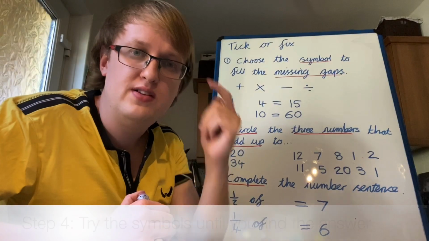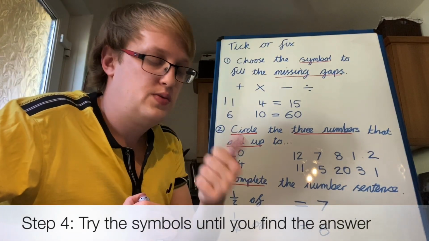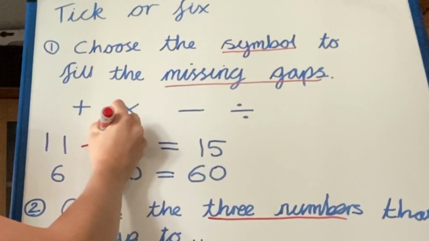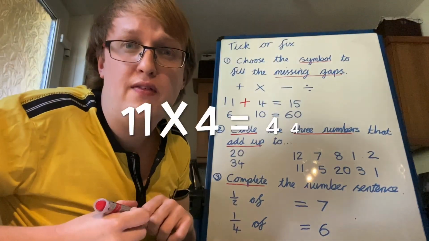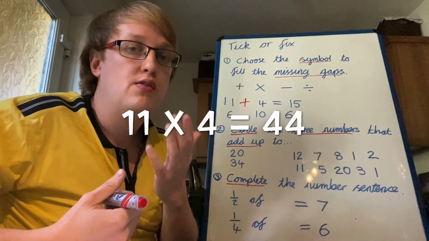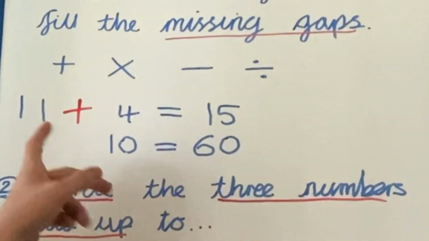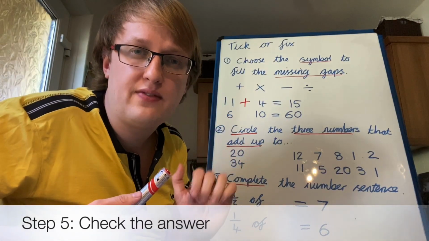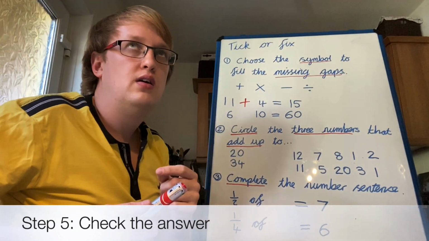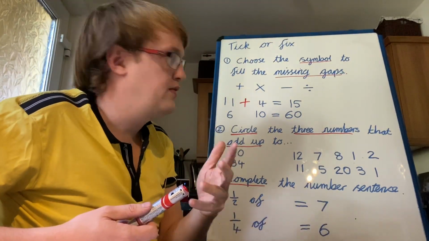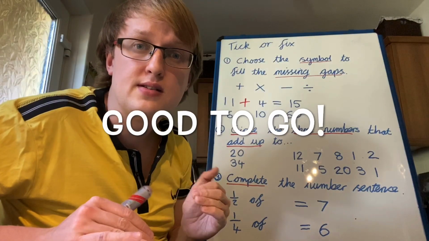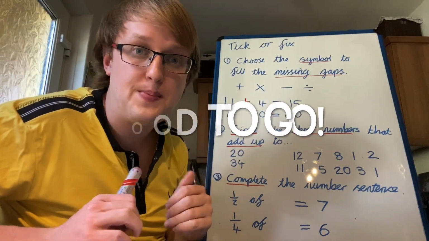11 in your head, add on 4: 12, 13, 14, 15 equals 15, so it's add. If it had been multiply, 11 multiplied by 4 would be 44. So 11 add 4 equals 15, let's just check the answer one more time. Step 5, check that answer. 11, add 4, 12, 13, 14, 15 equals 15. If you use the right symbol, I'm good to go. I'm going to start on my next question.